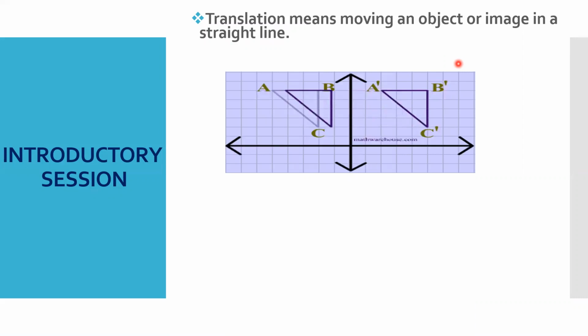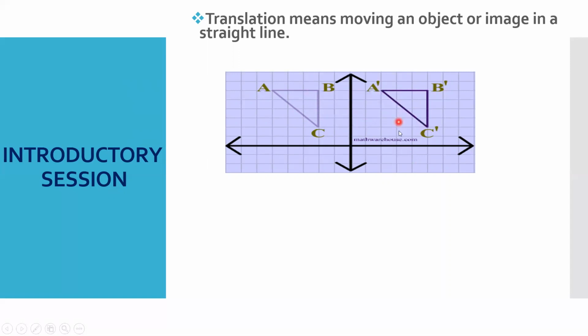See, here you can see the triangle ABC is moving to another position, but that particular move is in a straight line. That is, this triangle ABC is moving to this position, but the move from this particular point to this particular point seems to be in a straight line. That's why it becomes an example for translation. So translation means moving an object or image in a straight line. Here you can see that this particular object is moving in a straight line.